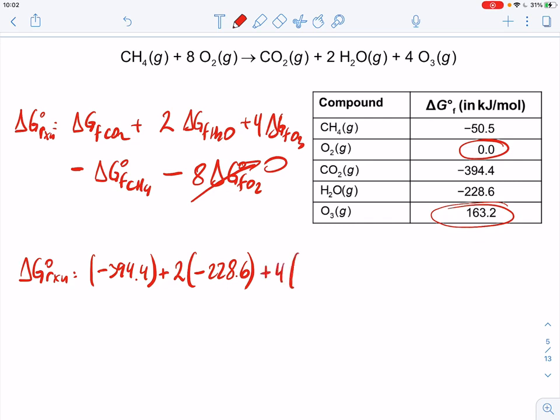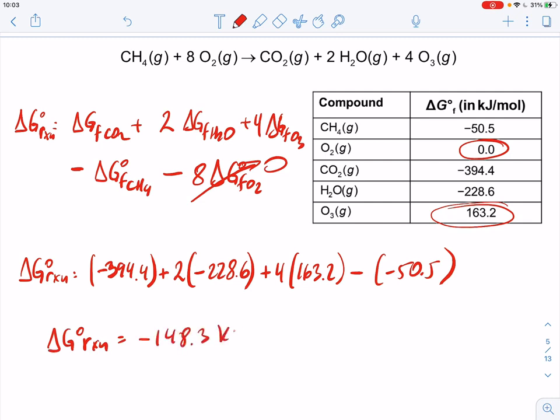Plus 4 times 163, which is the free energy of formation of ozone, and then we subtract the free energy of formation of methane, which is minus 50.5. Once you complete this calculation, you should obtain that the free energy of reaction for this particular case at 25 degrees is going to be equal to minus 148.3 kilojoules.